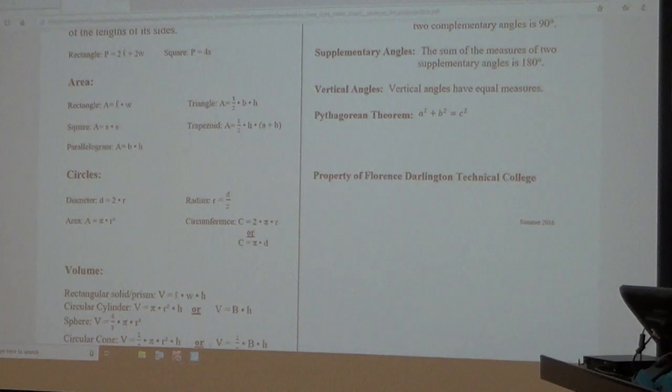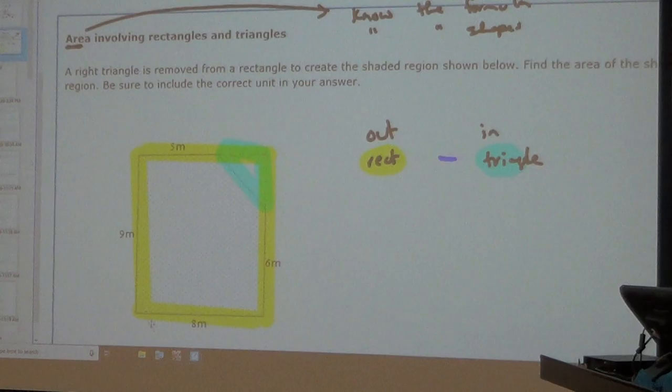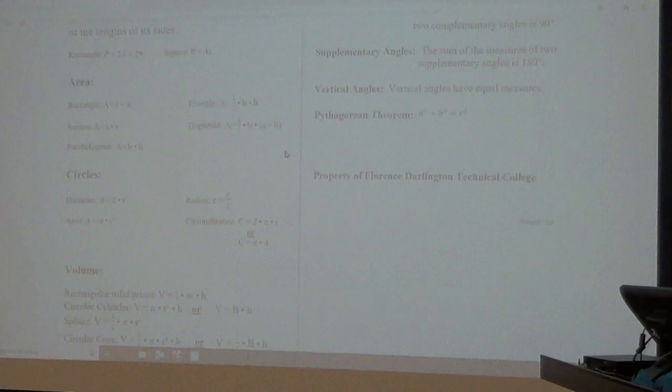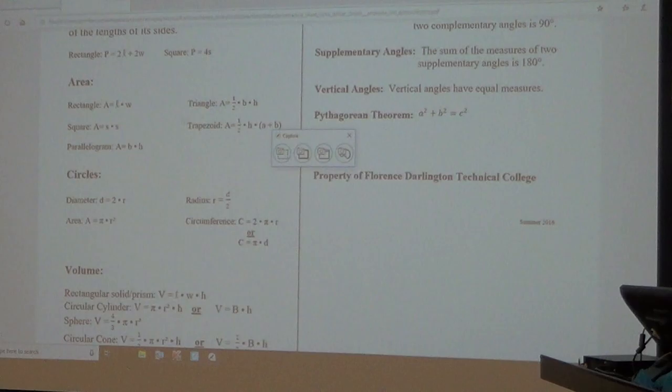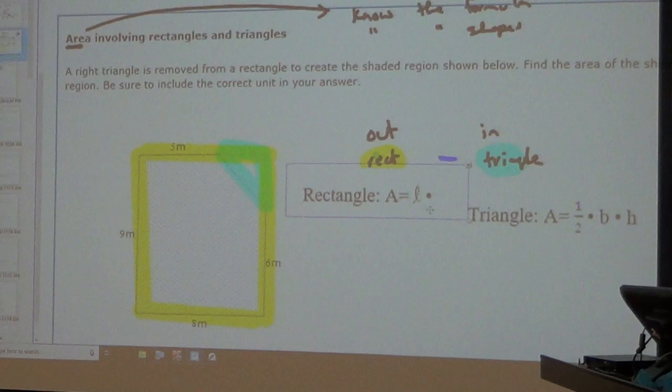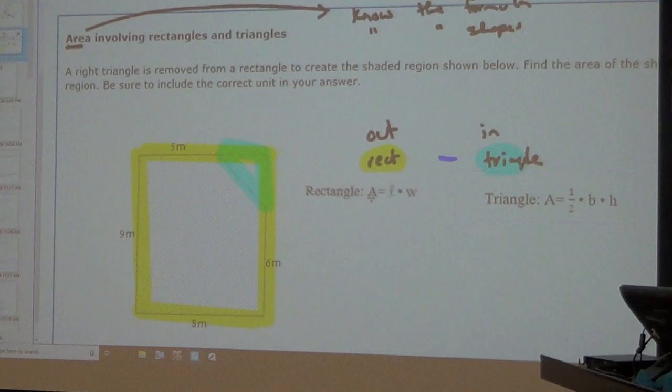And I forgot to get my snipping tool. So on my formula sheet, I need a rectangle and I need a triangle. So there's my rectangle, and here is my triangle. And you don't have to memorize them, you just need to know how to find them. So there's my triangle and there's my rectangle. A little bit smaller. So I'm going to start with the rectangle.